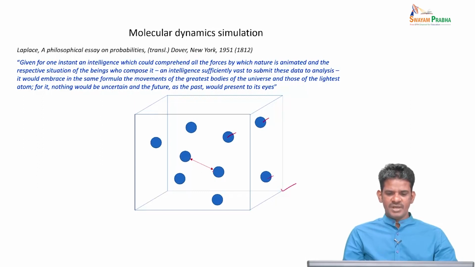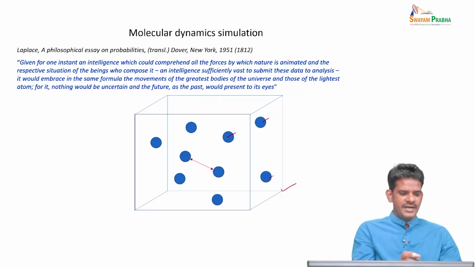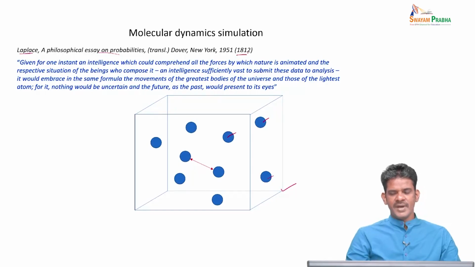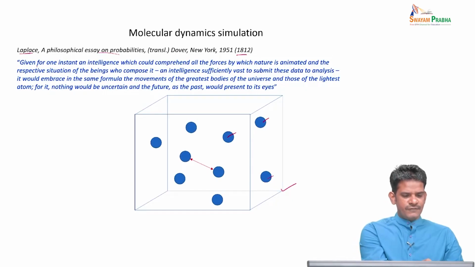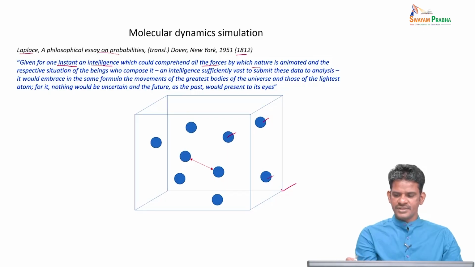Now, this way of doing computer simulation, or molecular dynamics simulation, was envisioned by the great scientist Laplace in his philosophical essay on probabilities, which was published in 1812 in French and later translated into English. He basically hypothesized the following. It is a very long sentence, but I will read it for you and then try to decipher what it means. It says, given for one instant, that means at any given point of time, an intelligence which could comprehend all the forces by which nature is animated.